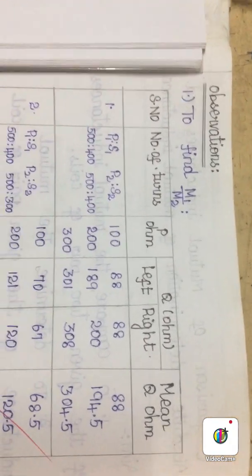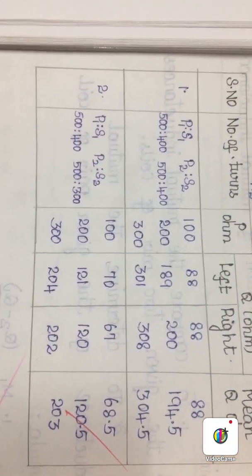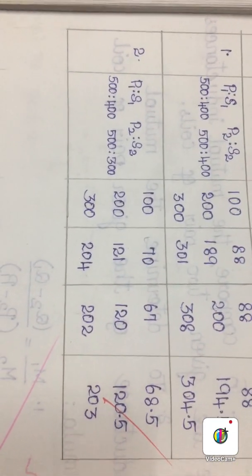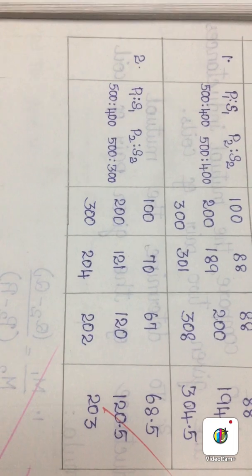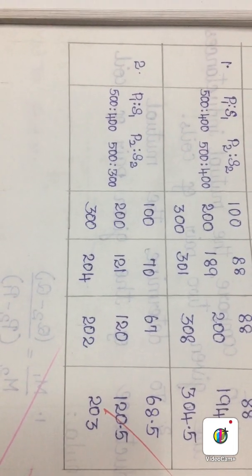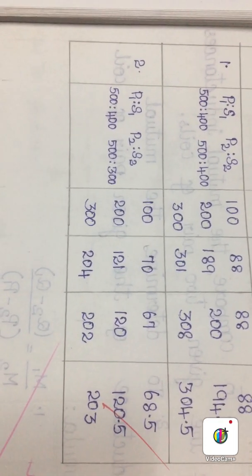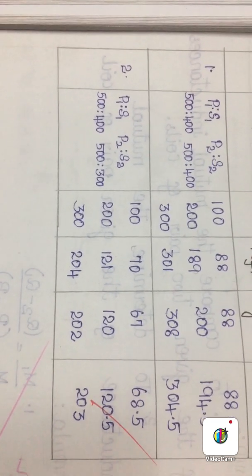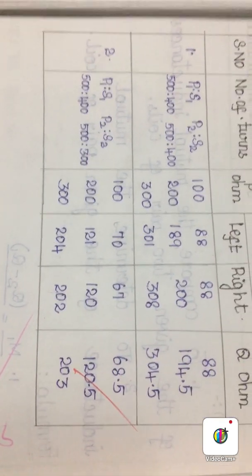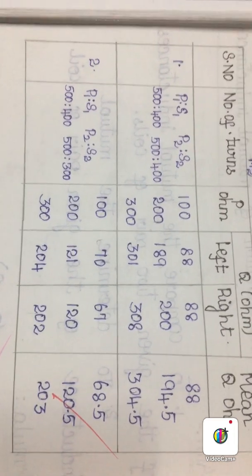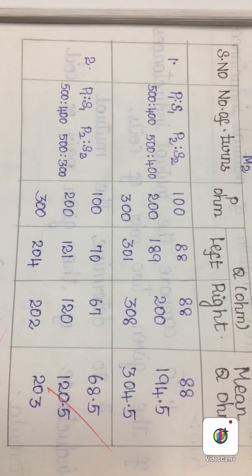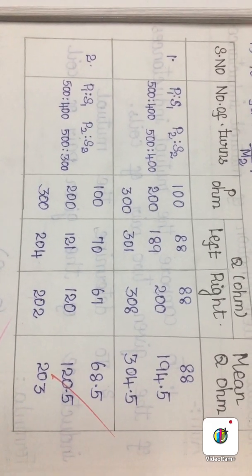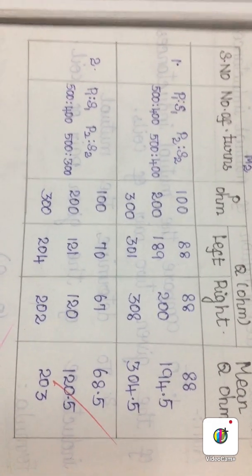The same experiment is repeated for the second set of turns in the primary and secondary. That is, P1 and P2 are kept the same as in the previous case, but S2 is changed; now it is 300. For this second set of coils, the experiment is repeated in the same way, for 3 different values of P. For 0 kick, the Q values are recorded on the left side and right side using the commutator.